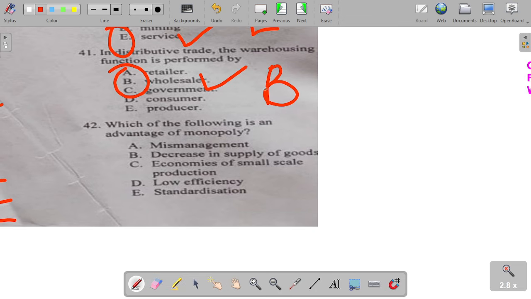42. Which of the following is an advantage of monopoly? Monopoly means only one producer supplies the whole country. Mismanagement, increase in supply, decrease in supply of goods. That might happen, but that's not an advantage. Economies of small scale production, no. Low efficiency, no. It is standardization. You will have a standard that everybody will be used to. The answer is standardization, the standard the government gave.